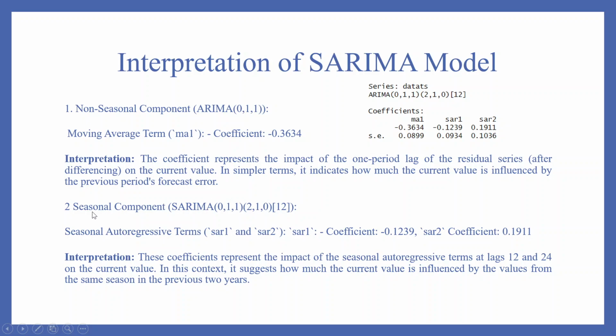Okay, let's talk about the seasonal component, which is (2,1,0). So there are two terms of SAR because it is 2. So SAR1 and SAR2, seasonal differencing has been done. This coefficient represents the impact of seasonal autoregressive terms at lags 12 and 24 on the current value. In this context, it suggests how much the current value is influenced by the values from the same season in the previous 2 years.